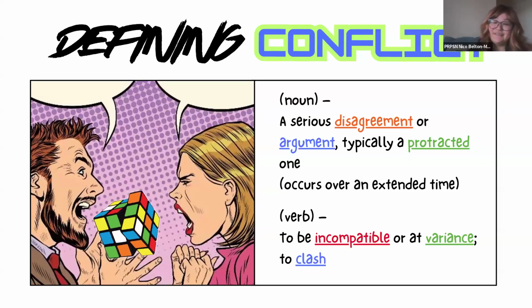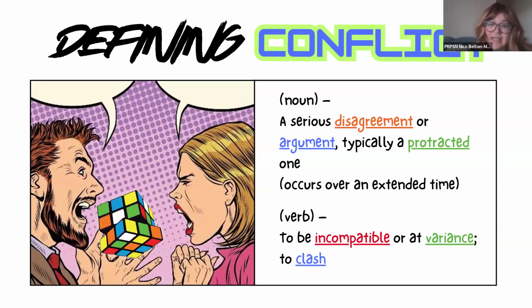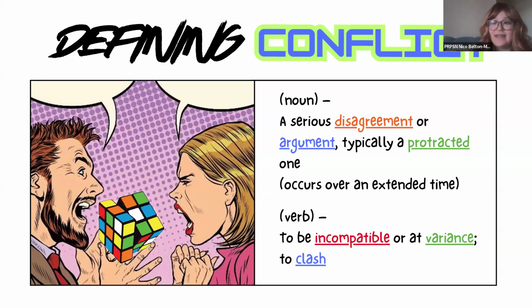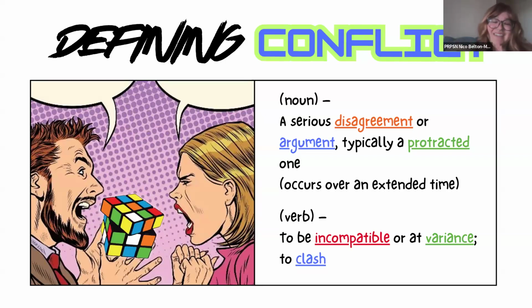All right, so defining conflict. Conflict as a noun is defined as a serious disagreement or an argument, typically a protracted one, which means it occurs over an extended time. In verb form, it means to be incompatible or at variance, to clash. Like I said, when we see conflict, we often think of big explosive arguments, maybe fights. I know for myself, I think about arguing with my partner, slamming doors, this really big thing.